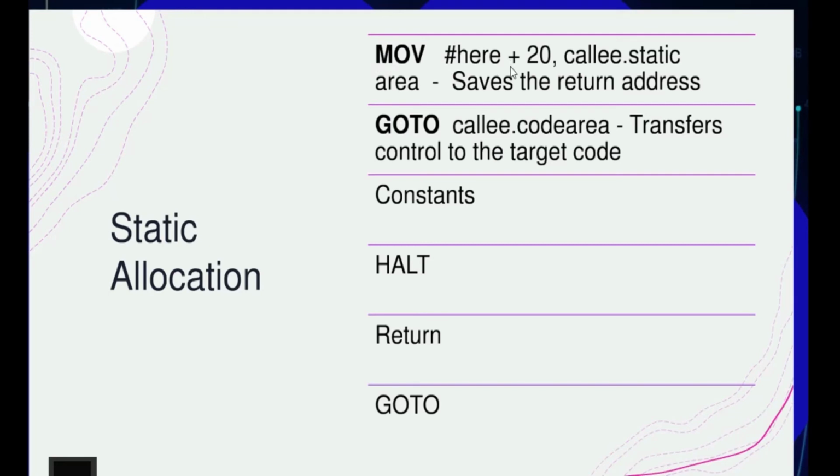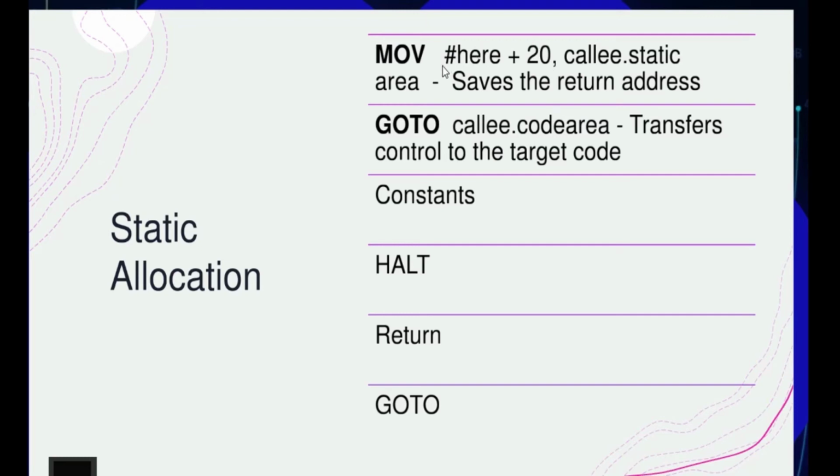One is move #here plus 20, callee.static area. So this saves the return address. This instruction helps to save the return address and go to callee.code area, and this transfers the control to the target code for the called procedure. Okay, here we are having 2 attributes, callee.static area and callee.code area. So these are constants. These refer to the address of the activation record and the first instruction of the called procedure.